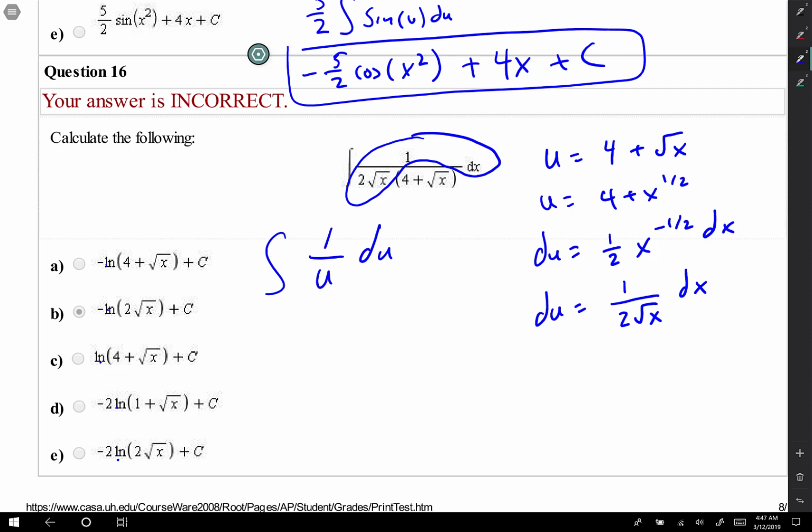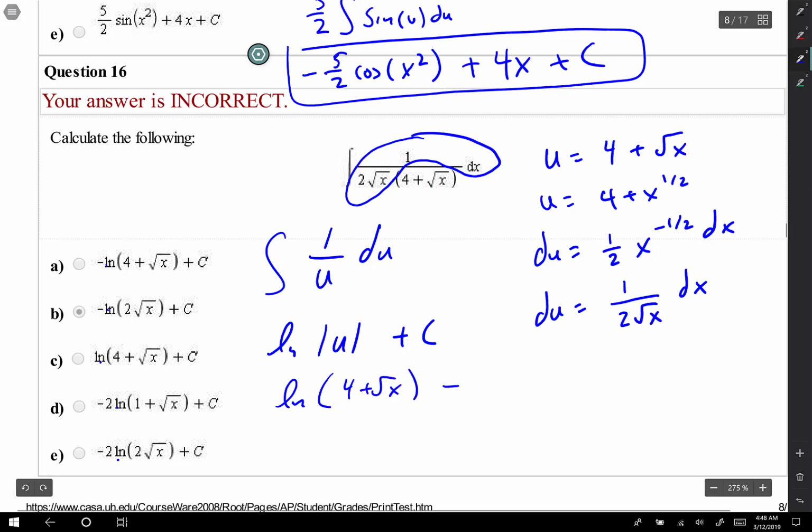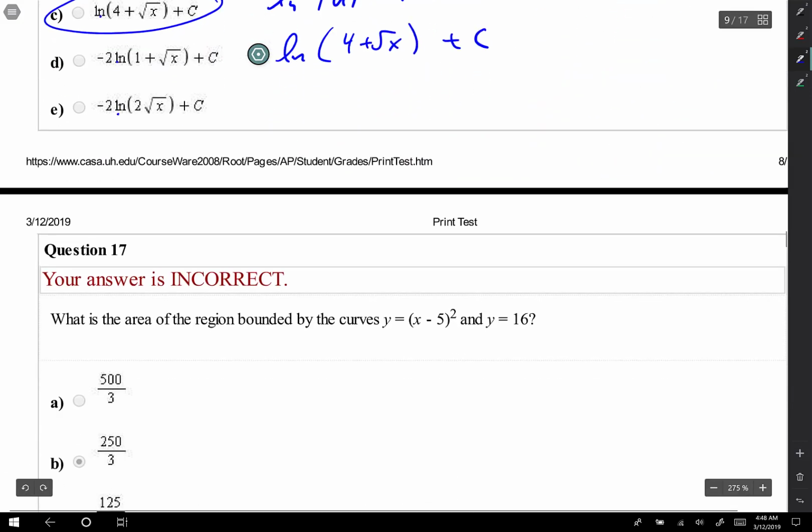And lo and behold, the antiderivative of 1/u is ln, so ln absolute value of u plus C. There was nothing to balance because this took care of it, the 1/2 square root of x dx. And since it's a square root, we're only talking about positive expressions, so it's okay to take out the absolute value. u was 4 plus square root of x, plus C. So let's look for that. Where are you? ln of 4 plus square root of x plus C. There you go.